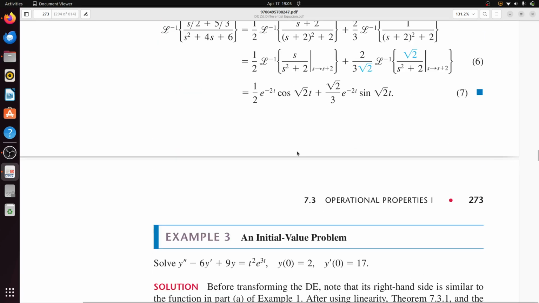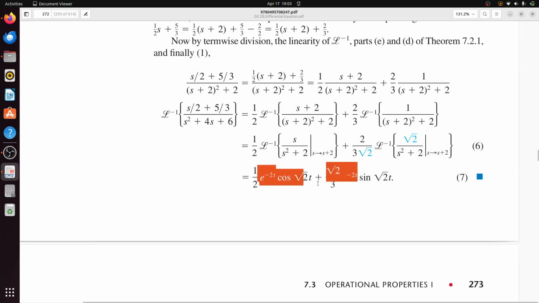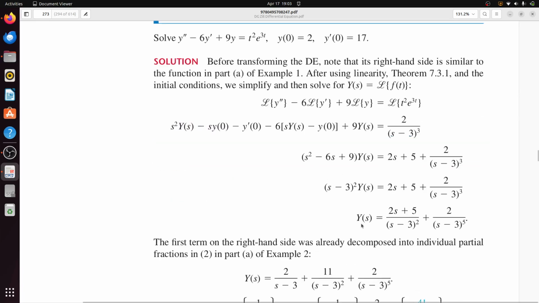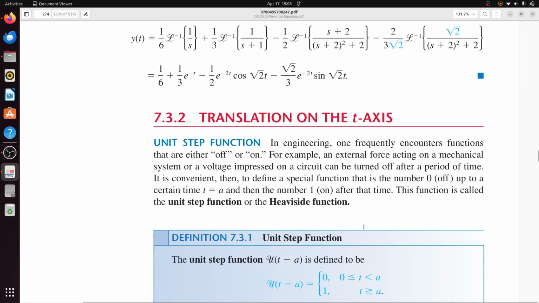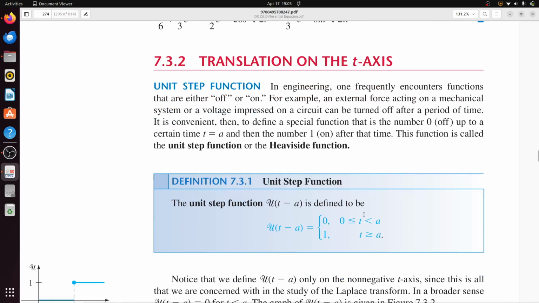Where is it? Yeah, here it is. Okay, so here we discussed translation on the s-axis. Similarly, we can have translation on the t-axis, and for this purpose we will encounter the unit step function.